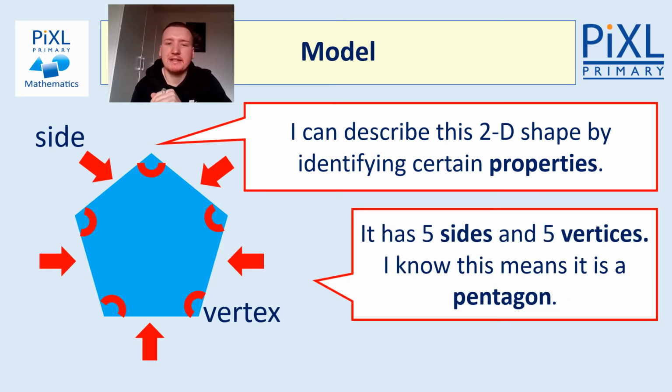Then we've got vertices. Remember, vertices are the corners of a 2D shape. So let's count from the top and work clockwise. We've got 1, 2, 3, 4, 5. We've got 5 sides and 5 vertices. So we all know that this shape with 5 sides and 5 vertices is definitely a pentagon.